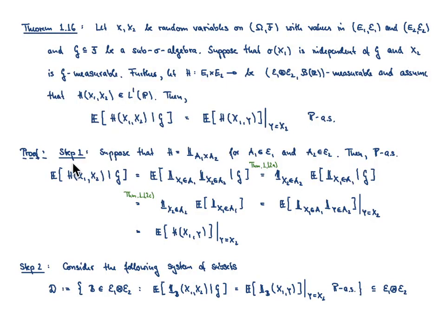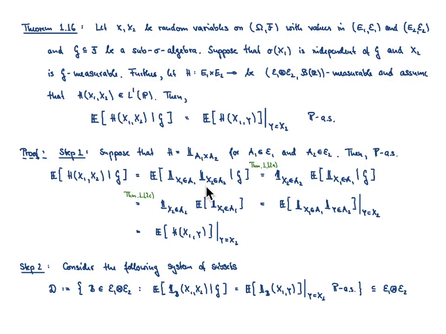So let us start with the first step. Namely, we assume that this function h here is simply given as the indicator function of the Cartesian product between two measurable sets A1 and A2, where A1 is chosen from the sigma algebra E1 and A2 is chosen from the sigma algebra E2. And then let us compute what comes out. Then the conditional expectation of h of this random variable X1 and X2 given G is nothing else but the conditional expectation of the indicator function that X1 is in A1 and the indicator function that X2 is in A2 given G.